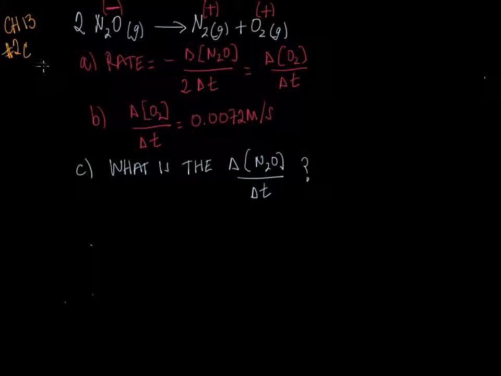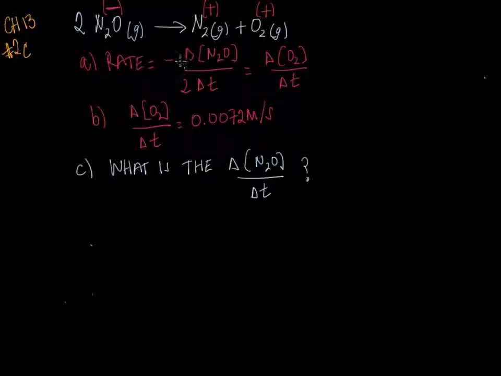Here's part C of number 2 in chapter 13. In part A, we previously wrote the rate expression for the change in concentration of different reactants and products. We're not interested in nitrogen in this problem, so I left it out. In part B, we determined that the change in oxygen concentration over time was 0.0072 molarity per second. And in this part, I'm going to explain how to calculate the change in nitrogen concentration over time.